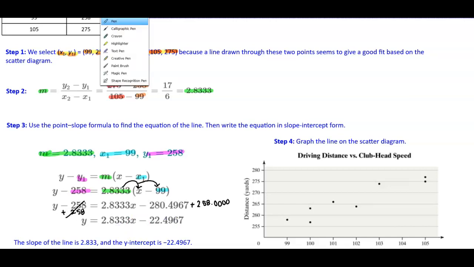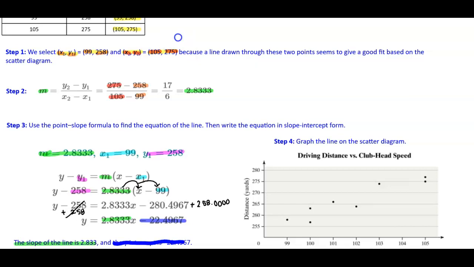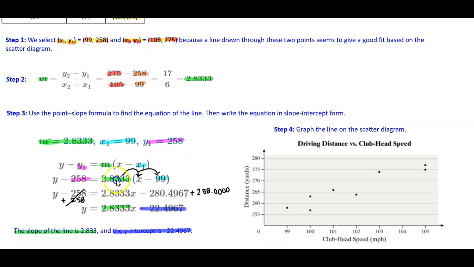We can say that the slope of our line is 2.833. And then we've also determined that the y-intercept is minus 22.4967. So the y-intercept is negative 22.4967. Okay, so now we figured out what the slope and the y-intercept are.